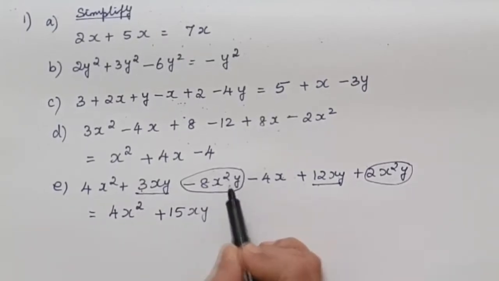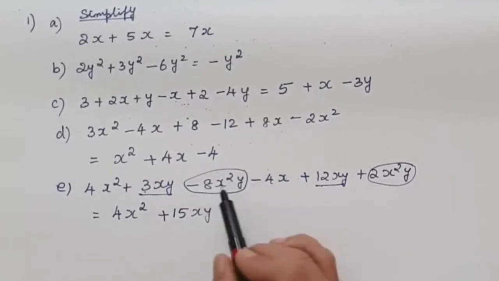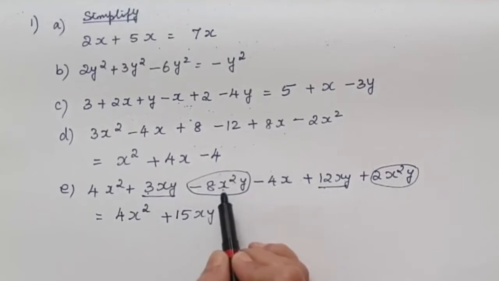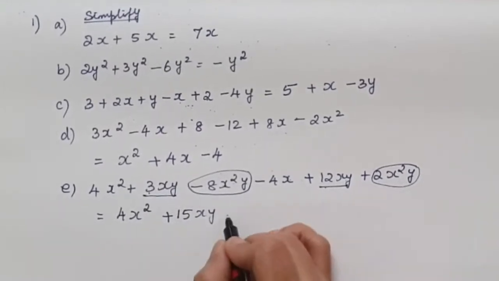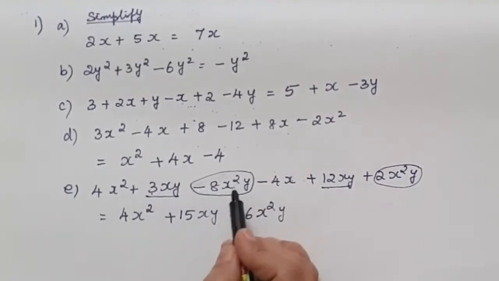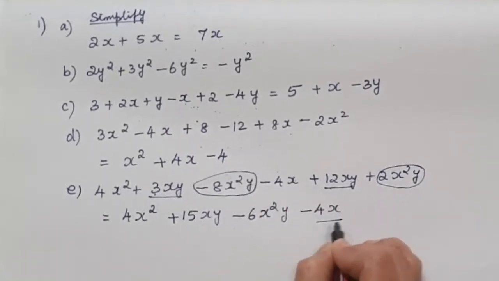Suppose if this was x squared y and if this was xy squared, you cannot group it. Only when they are the same variables can you group them. Minus 8x squared y plus 2x squared y, so minus 8 plus 2 will give us minus 6x squared y. So we have done all these terms. This minus 4x doesn't have a pair, so it will be minus 4x.